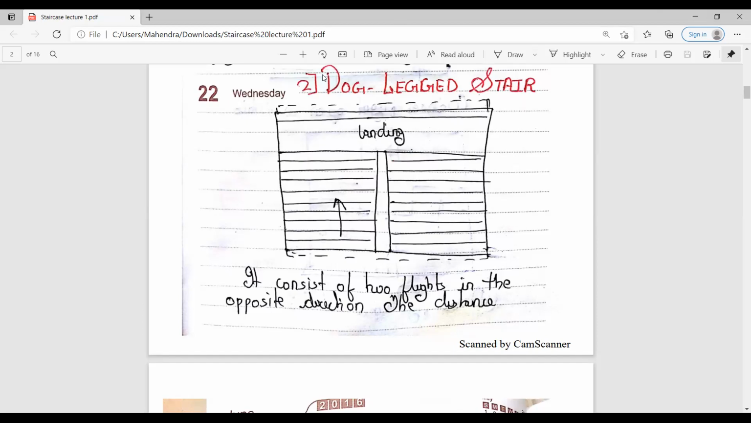And it is being provided at the level from which the direction can be changed. So this Dogleg Staircase is being provided from where the direction is being changed, as there are 2 flights. So, landing is also being included in this type of the staircase. So just draw the diagram for this Dogleg Staircase. As you can see, these 2 flights are there and the landing is over here.